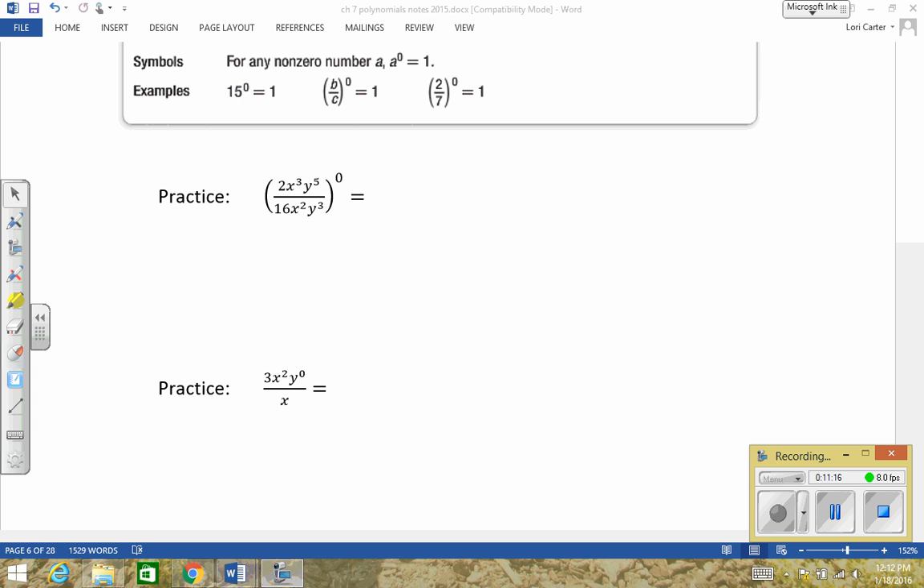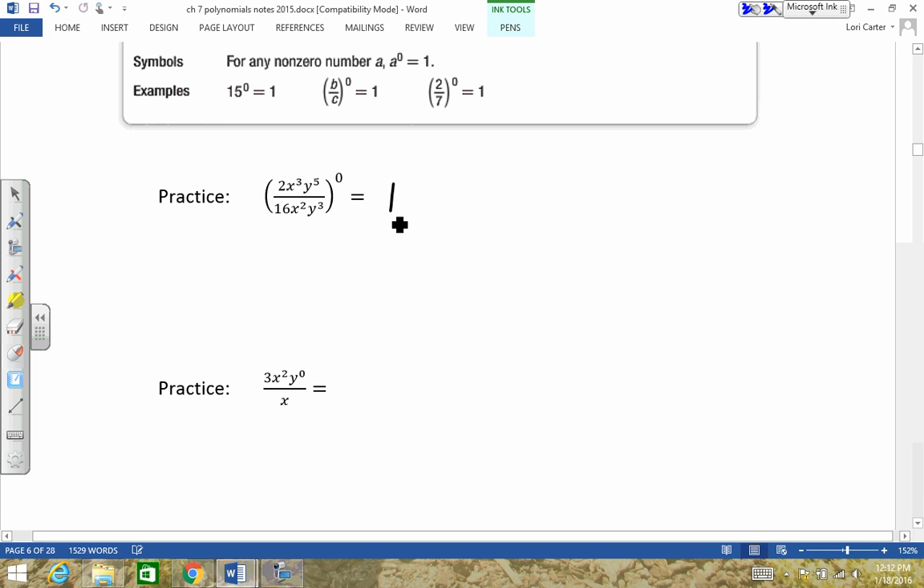So, anything to the 0 power is 1. So the first answer is 1. Any work needed? No. Second one, why do you think I put this in here? Because of the 0. The y gets taken out. The y does, but most people see a 0 and they make the whole thing 1. No. So the y to the first power goes away. So now we do the numbers.